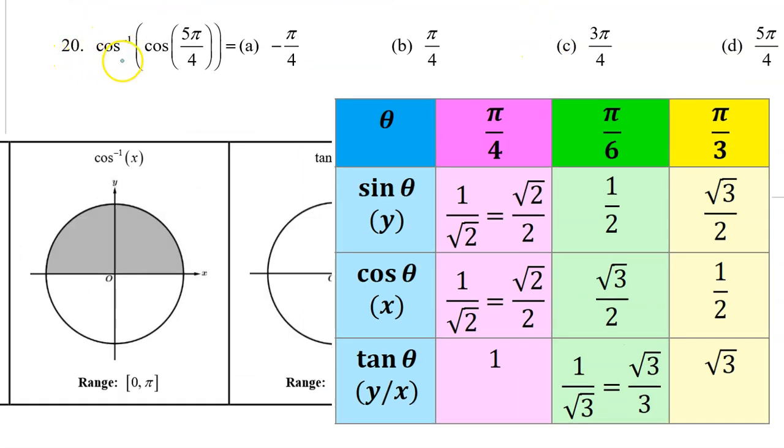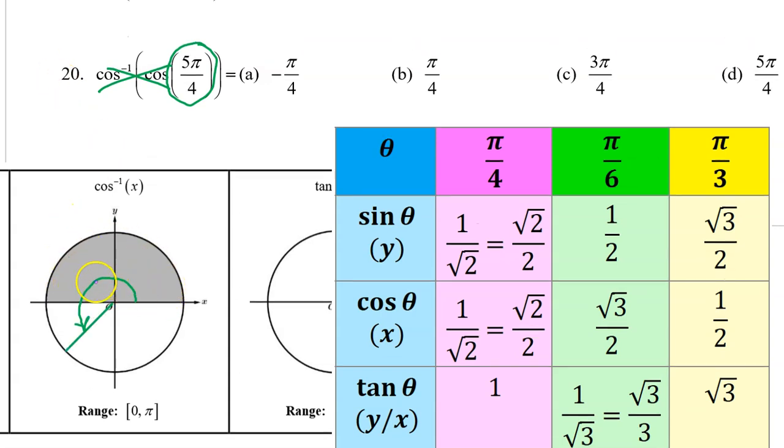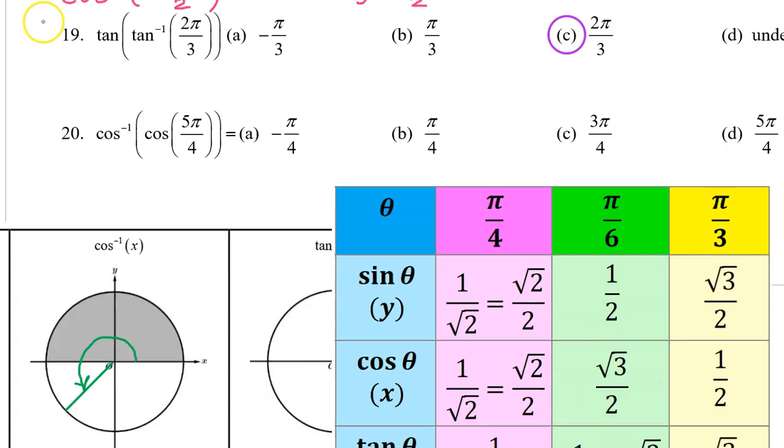On number 20, we do have the arc cosine of cosine. So these are inverse functions, so they will cancel each other out, sort of. We have to be careful because this time the outer function is an inverse trig function. So we have to worry about the range restrictions for arc cosine. For example, if we simply cancel out the arc cosine and the cosine, we get 5 pi over 4. 5 pi over 4 is outside of the limited range of arc cosine. 5 pi over 4 lands right here in the third quadrant, outside of the restricted range of arc cosine.